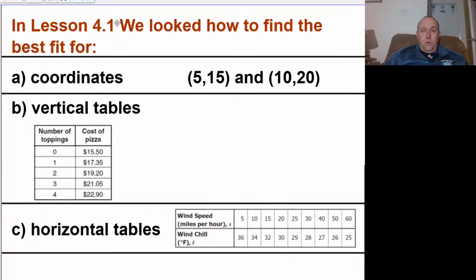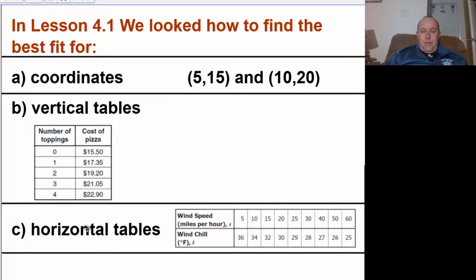So in lesson 4.1, we looked for lines of best fit for coordinates, which you'd see with parentheses around them, or ordered pairs if you prefer, vertical tables, where the numbers go downwards. This is by far the most common type of question that you're going to see. Just remember, for questions like this, don't put the dollar sign in as well, just put the numbers. It'll actually give you a little error sign if you try and do that. And horizontal tables where the numbers go across.